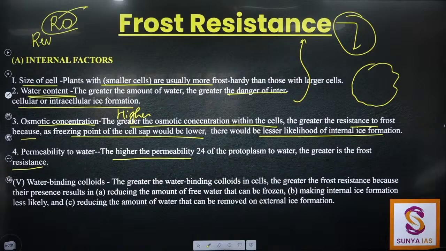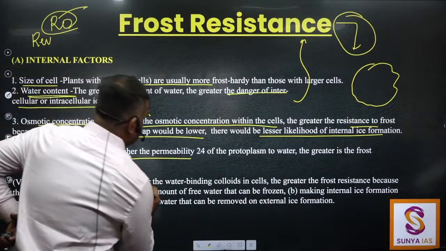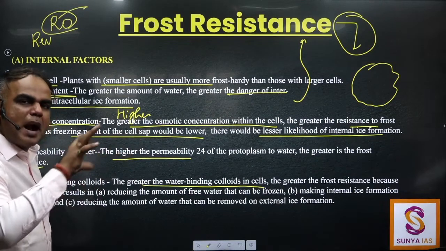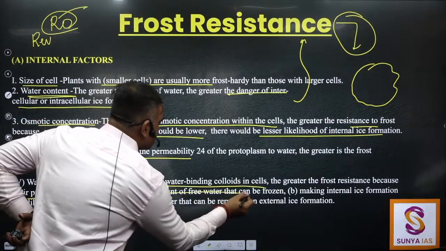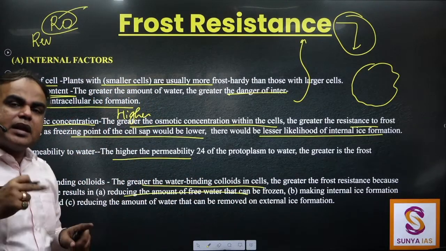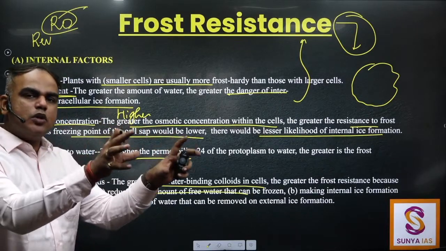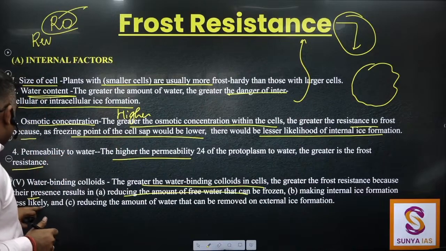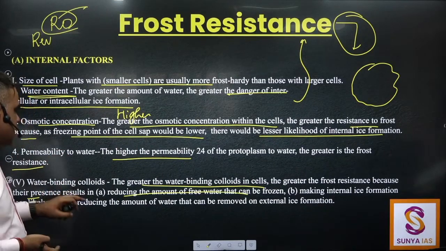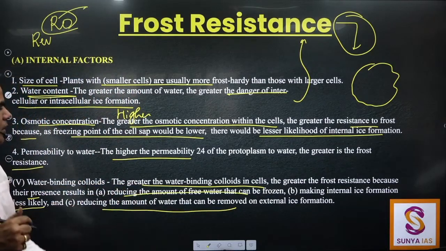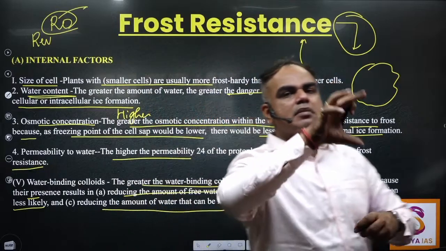And lastly, you have the water binding colloids. Here, the greater the water binding colloids, the higher is the frost resistance. Why? Because if the colloid is already there, it is going to bind to water. The water that is freely available, that can ultimately be frozen, will be very limited. So the more water binding colloids there are, the more they bind to the water. Internal ice formation will be very less likely, and overall it will reduce the amount of water that can be removed from external ice.